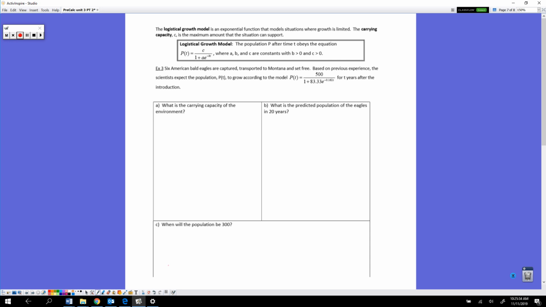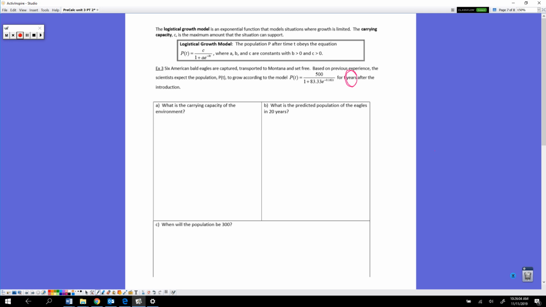Let's work through our first problem. It says that 6 American bald eagles are captured, transported to Montana, and set free. Based on previous experience, the scientists expect the population, P of t, to grow according to this model: P of t equals 500 divided by 1 plus 83.33 e to the negative 0.162 t, for t years after the introduction. Okay, so we're looking at years.